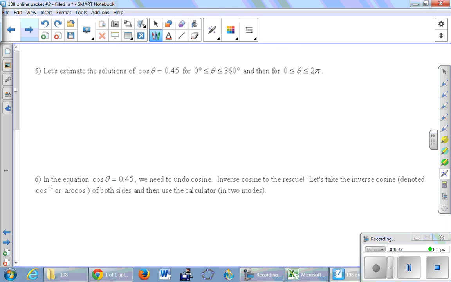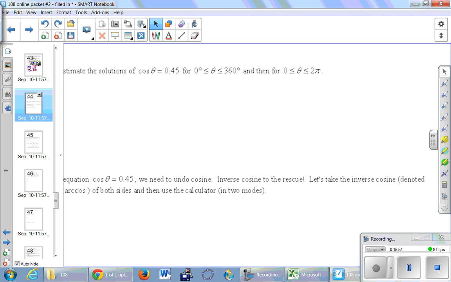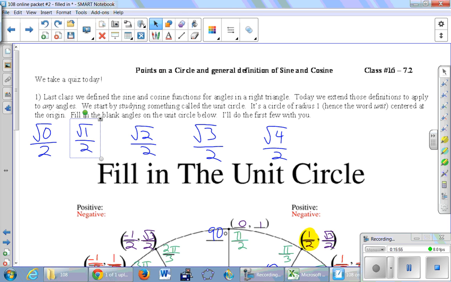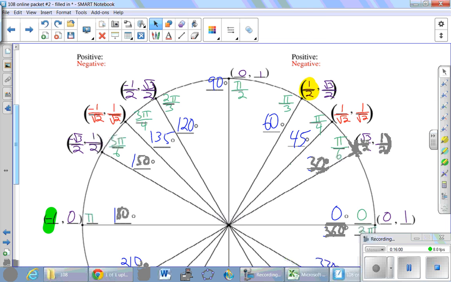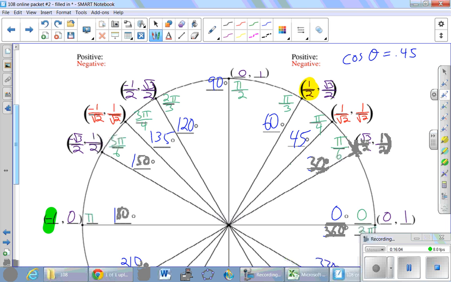Next page. Let's estimate the solutions of cosine theta equals 0.45 between 0 and 360 and between 0 and 2 pi. So we're looking for cosine to equal 0.45. We'll go back to the unit circle. And we'll write the equation here. Cosine theta is 0.45. And again, we'll translate. Cosine we know is it the x or the y? It's the x. So here we want points on the circle where the x is 0.45.